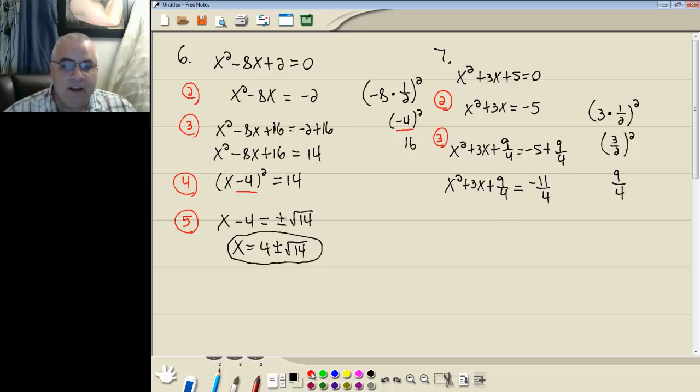Step 4, factor the left side. This would be kind of a hard problem for me to work if I didn't remember the trick. This is x plus 3/2 squared is equal to -11/4. Again, whatever number's in the parentheses right before you square it, sign included, is always what goes right here. So there is no factoring there, just whatever number's right there, you just bring straight over to here.